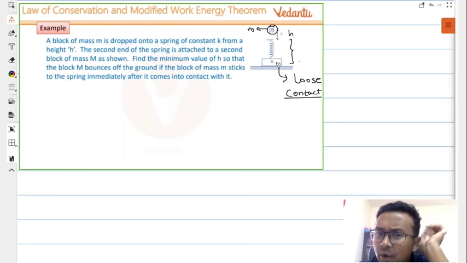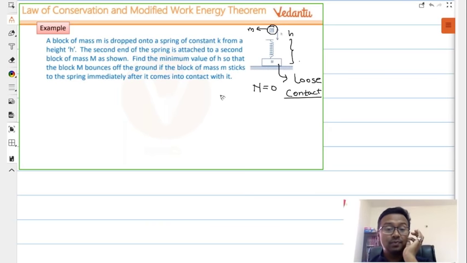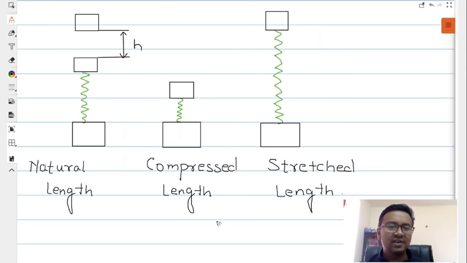At that point, whenever it is losing contact, my normal reaction force will be equal to 0. Now here, let us discuss the problem in steps. So here I have this diagram, which is very clear. This is the height of mass small m, and here is the small m and capital M.